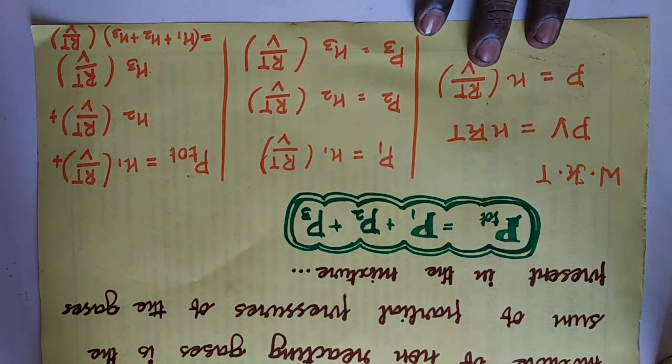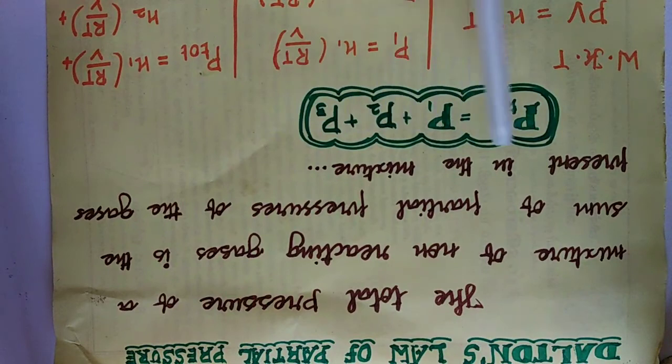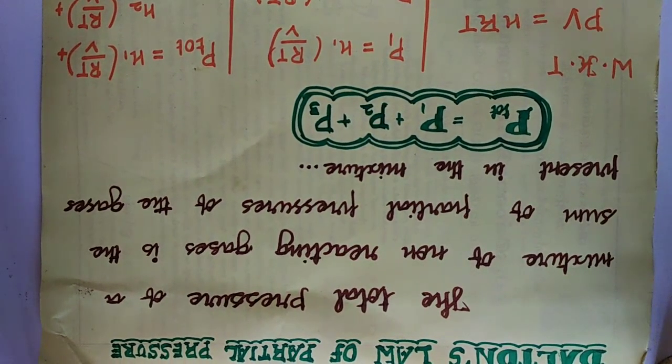I think you now have a better understanding of Dalton's law. What does Dalton's law say? It says that the total pressure of a mixture of non-reacting gases is the sum of the partial pressures of the gases present in the mixture.